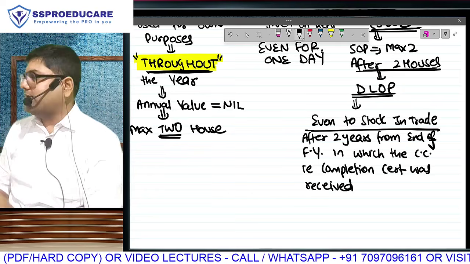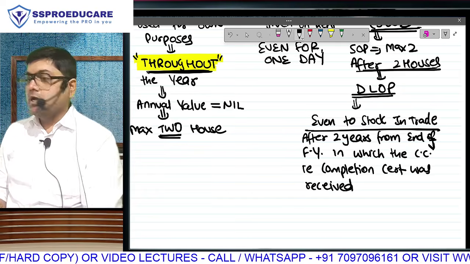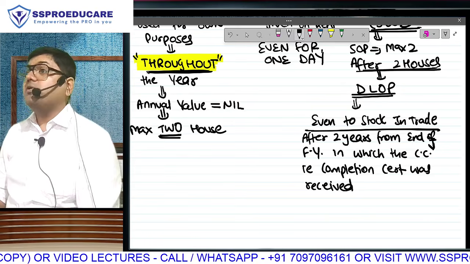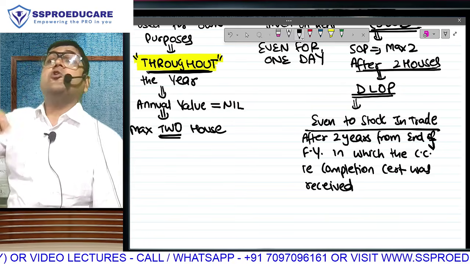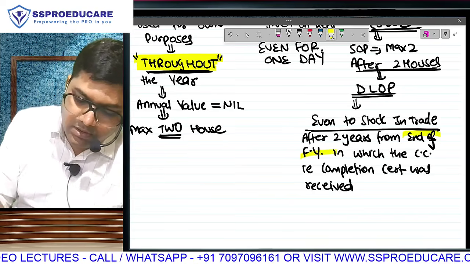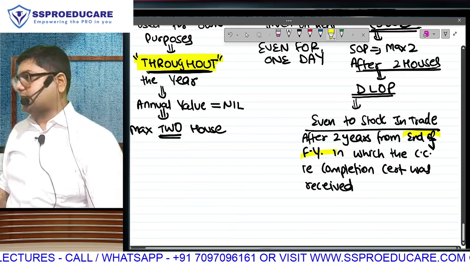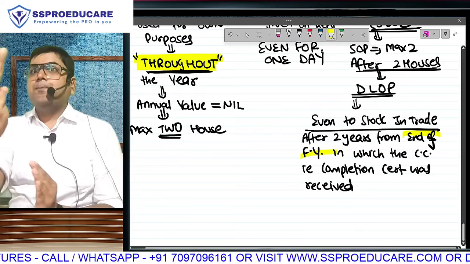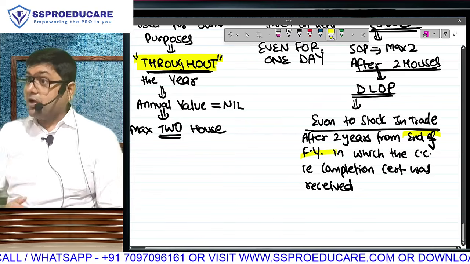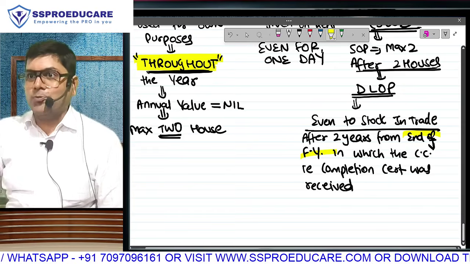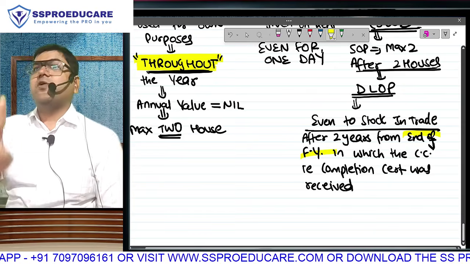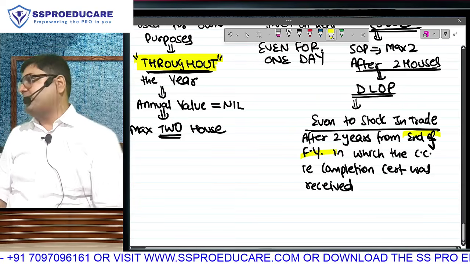Let us take today's date as an example, 9th of October. Supposingly today a building receives CC from municipal corporation, so we are giving the developer 2 years, not from today. The 2 years will be counted from 31st March 26, end of the year, plus 2 years. That means, can I say 31/3/28? Till then we are giving you time to sell your property. If by that date you don't sell your property, then 1st April 28 onwards DLOP will start.